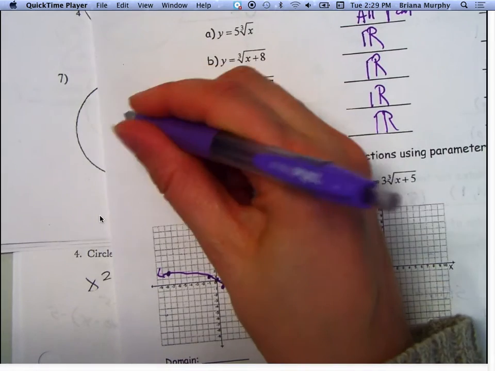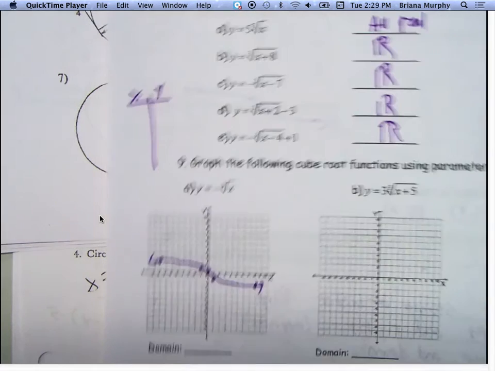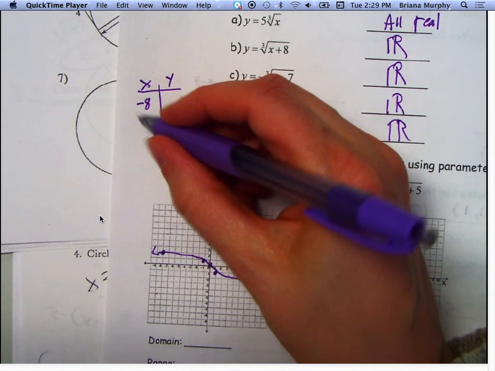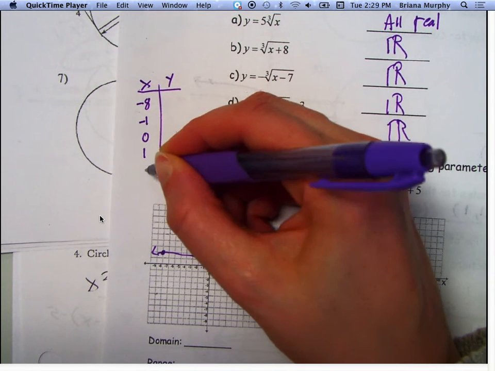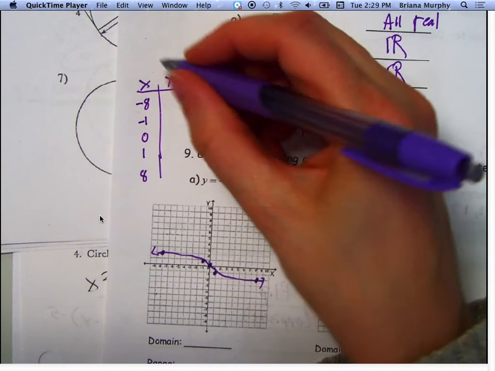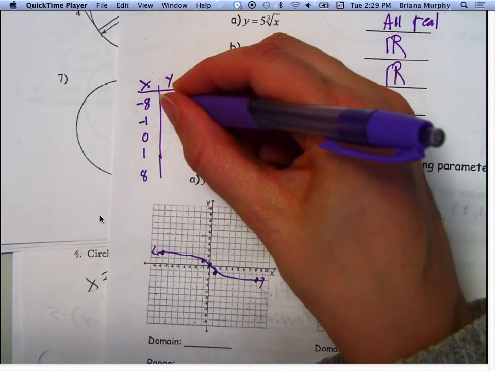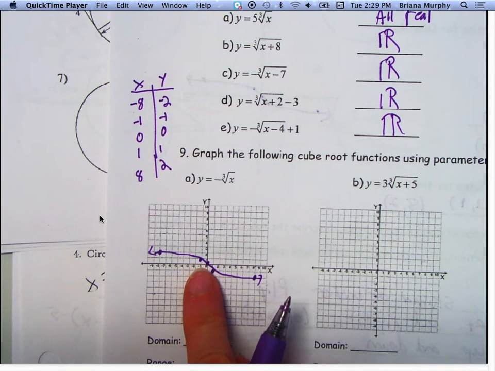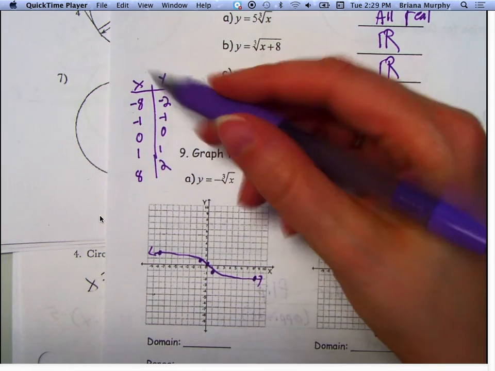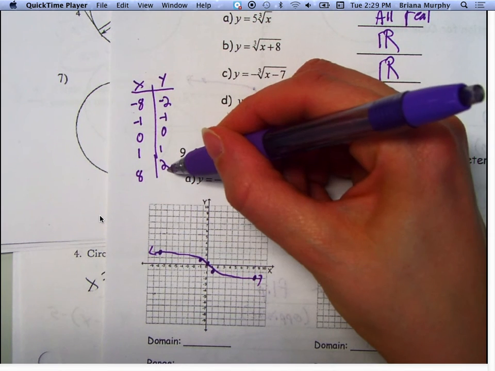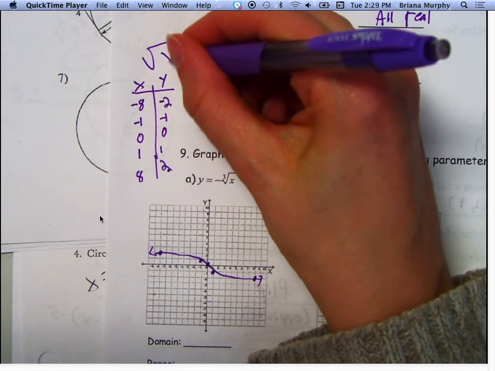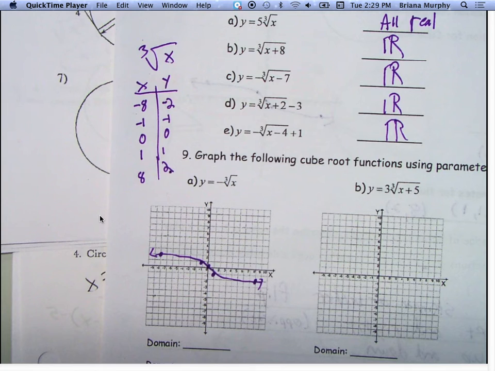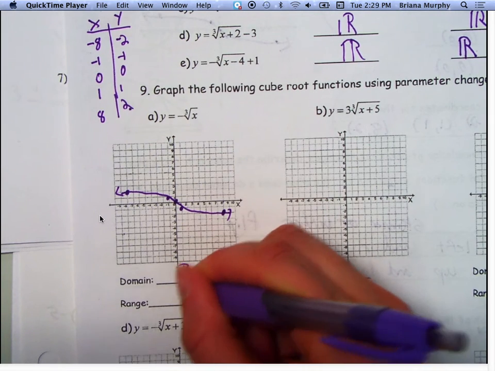If we look at the parent function, I'm always going to do negative 8, negative 1, 0, 1, and 8. And that gives me negative 2, negative 1, 0, 1, and 2. All I'm doing for this one is flipping them. So when I have negative 8, I'm going to use 2. The parent function is the cube root. If you change it to a negative, flip it. The domain and range are all real.